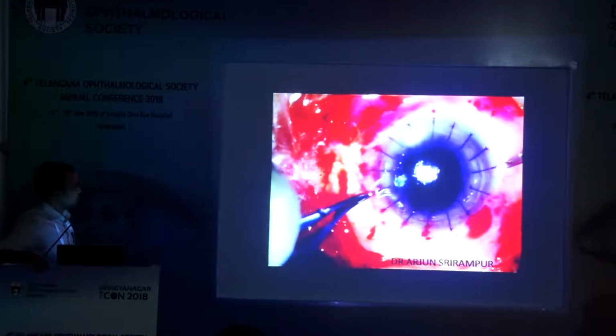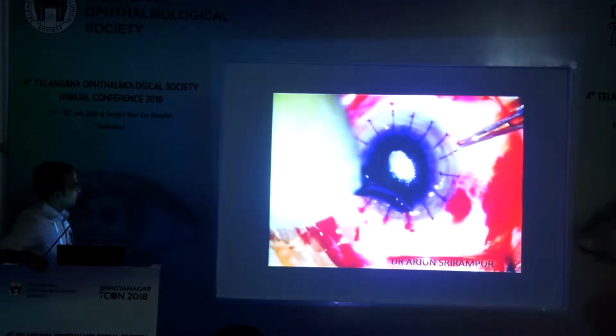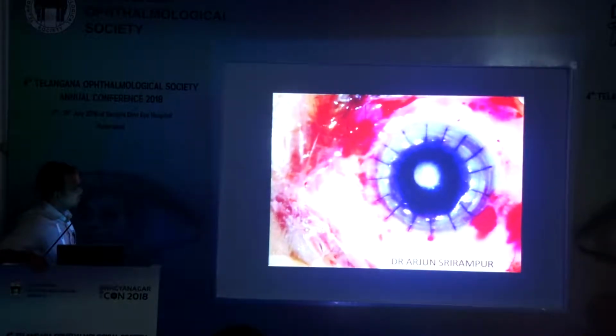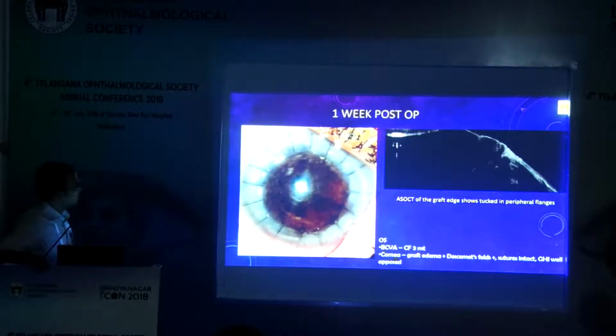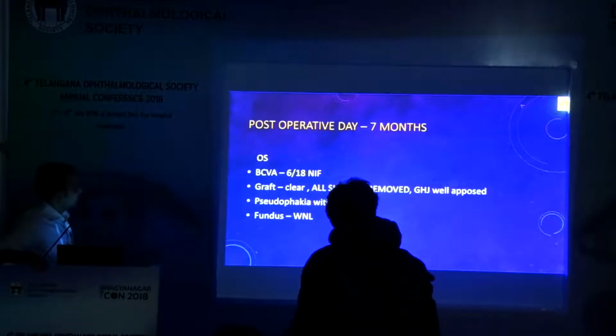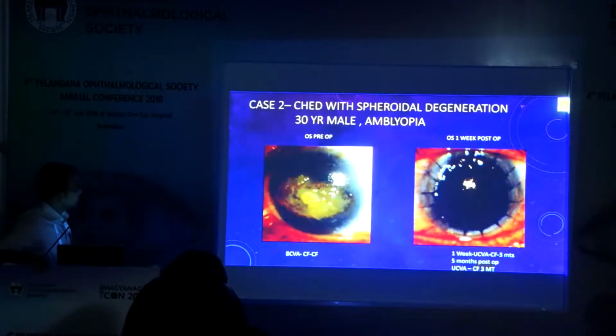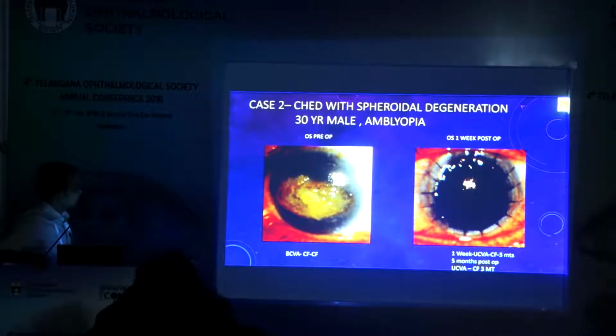Then at the end of the surgery, the sutures are buried, the anterior chamber is formed with saline, and graft apposition is seen and confirmed there is no leak. This is a post-op 1-week photograph showing the clear cornea in the center, clear graft, and the AS-OCT shows the peripheral tucking of the graft. And after 7 months, all the sutures of this patient were removed, and the best corrected visual acuity was 6/18.